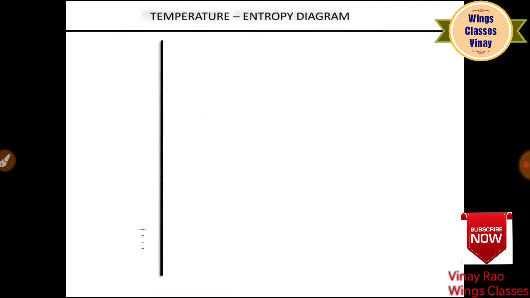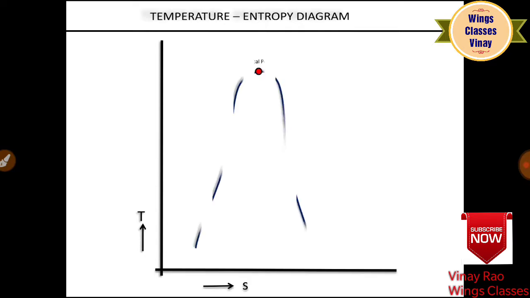So this is temperature on the y-axis and entropy on the x-axis. This is a standard curve for the temperature entropy diagram. This is the critical point. At this point, liquid is directly converted into vapor. That means there is no change in phase. In between this region, there is change in phase.